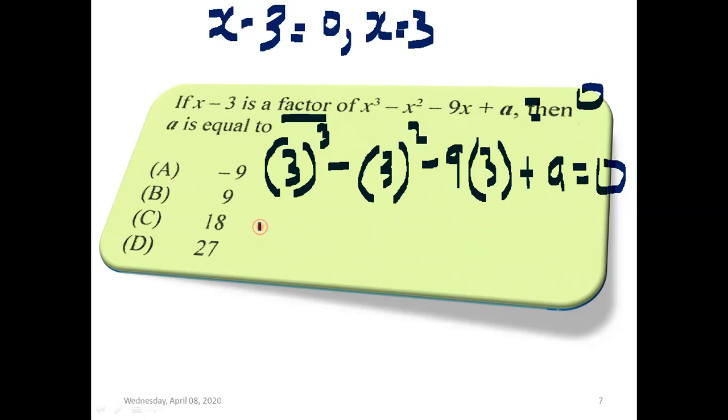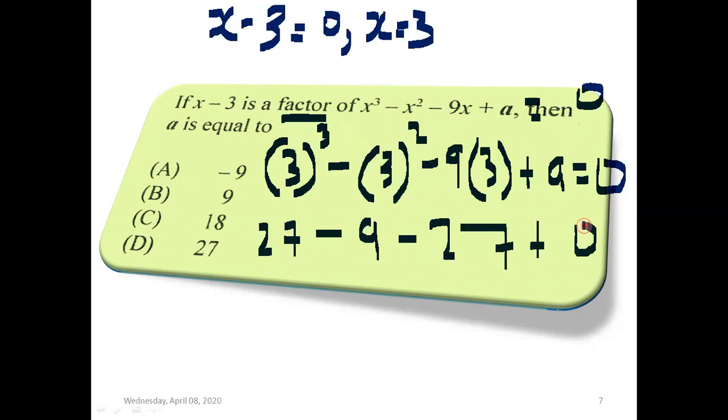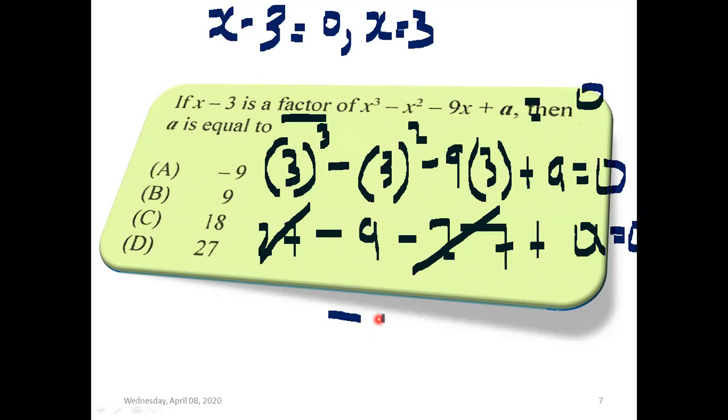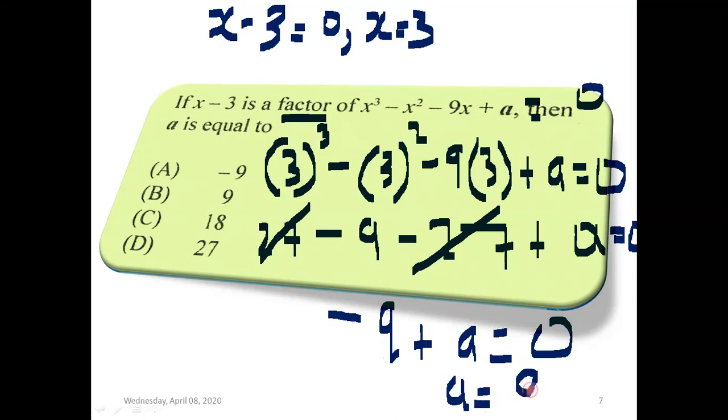All right. So 3 cube is +27. That's going to be -9 right there. So 27 subtract 27 is 0, don't you? So you have -9 plus a equals 0. So a obviously is going to equal +9.